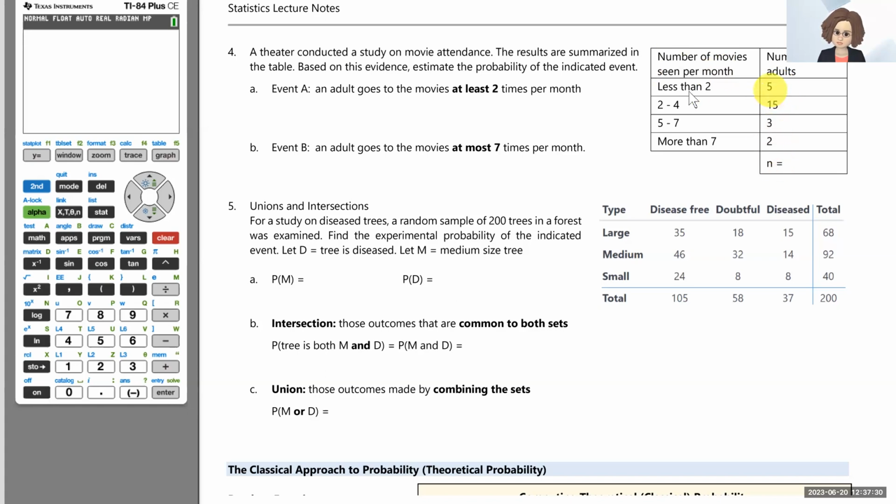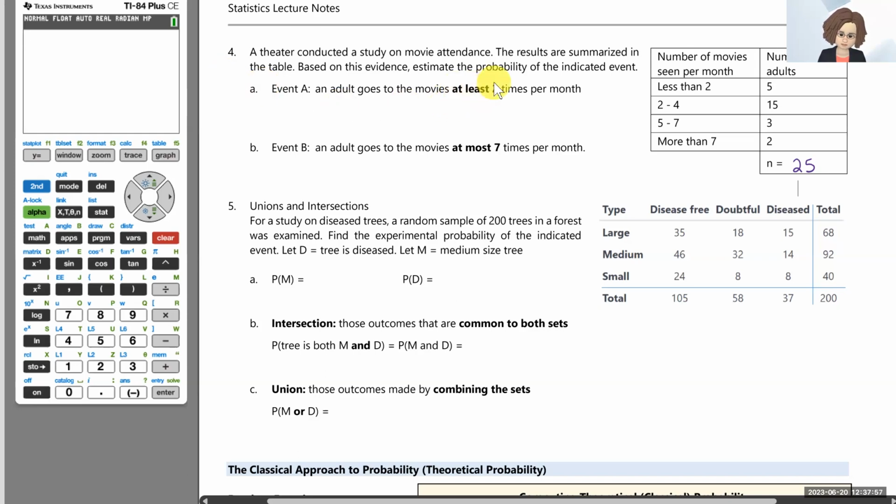So 5 adults said they go to the movies less than 2 times per month, and then 15 in the next category. So if we add all those values up, we will get our N. So in this case, if you add those, we'll get 25 adults in the study. So we'll use this evidence to find the probability of event A. So event A is that an adult goes to the movies at least 2 times per month.